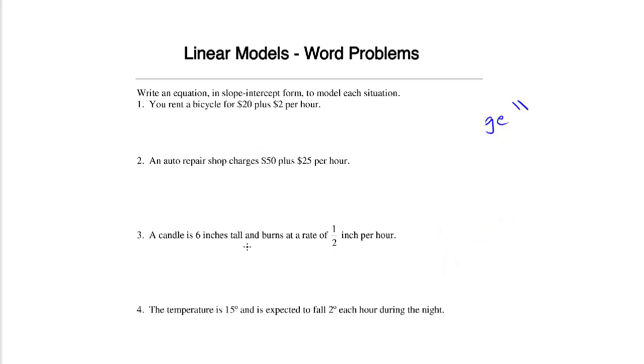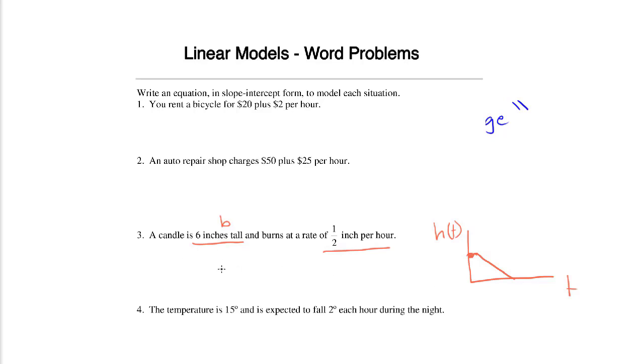What about number 3? A candle is 6 inches tall. This is my initial value. It's the b. And it burns at a constant rate of 1/2 inch per hour. In this case, we have essentially the height of the candle as a function of time, and our x variable is time. Our y-intercept is 6 inches tall, and it burns 1/2 inch per hour, which means it actually has a negative slope, and it's going down per hour.